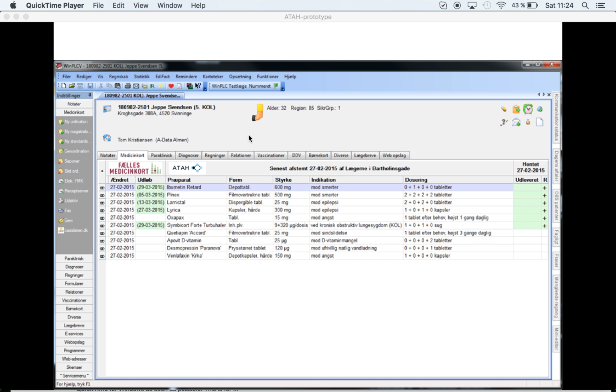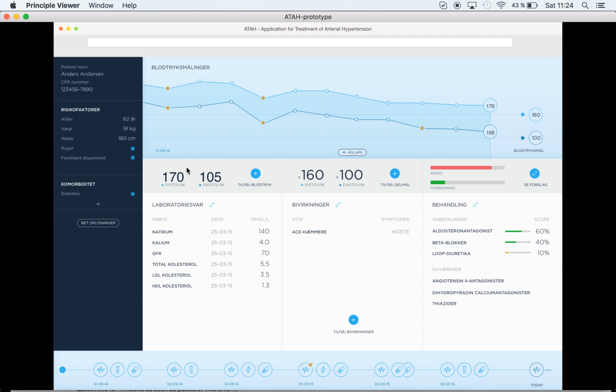What we are looking at here is an e-journal that is used by practicing doctors in Denmark. And what we have right here is a small shortcut to ATAH. The doctor will press this button when he's treating a patient with hypertension, which is high blood pressure. The click of the button there will take the doctor to a new web application, which is ATAH.